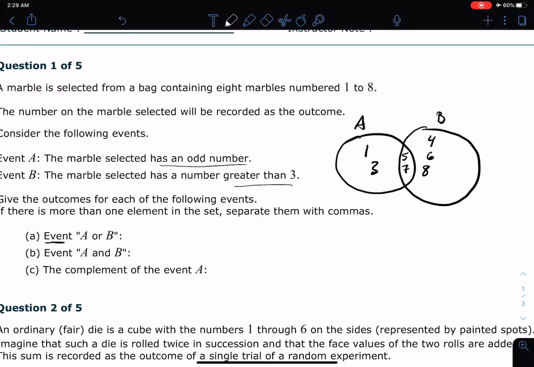The thing to really notice here, first of all, is that for event A or B, I'm looking for the elements that are in A or B. But the problem when you're using an OR statement, when you're using the formula, is you might actually count A as being 1, 3, 5, 7, and you would not be wrong.